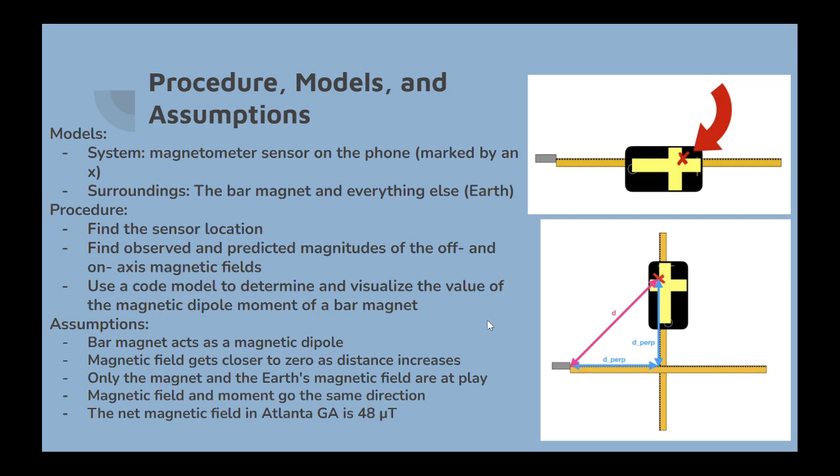We use code to model, determine, and visualize the value of the magnetic dipole moment of a bar magnet. We also assume that bar magnets act as a magnetic dipole. The magnetic field gets closer to 0 as distance increases. Only the magnet and the Earth's magnetic field are at play. The magnetic field and moment go in the same direction, and the net magnetic field in Atlanta is this number right here.